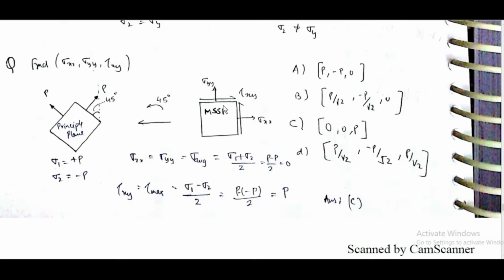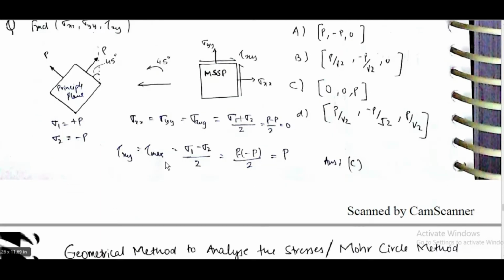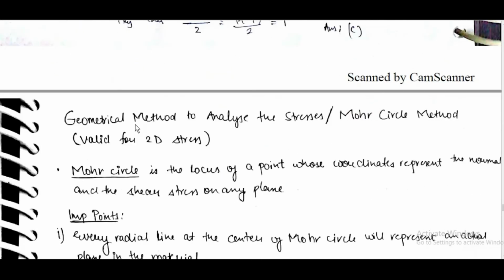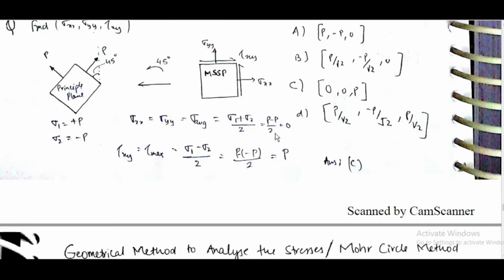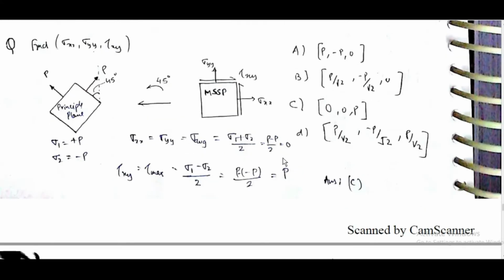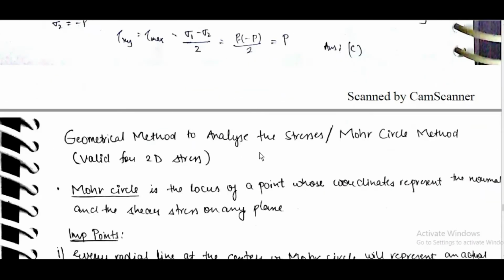Maximum shear stress plane rotated by 40 degrees. Sigma 1 is equal to plus p, sigma 2 is equal to minus p. You have to get sigma xx, sigma yy, and tau xy from these, which will be: tau xy is p, and sigma x and sigma y are 0.